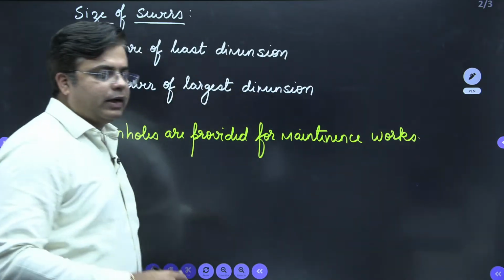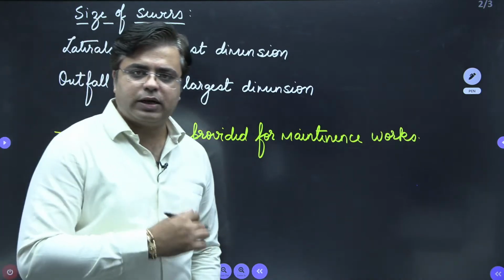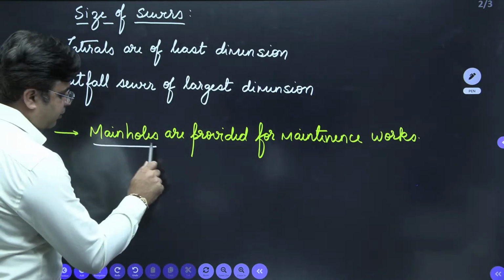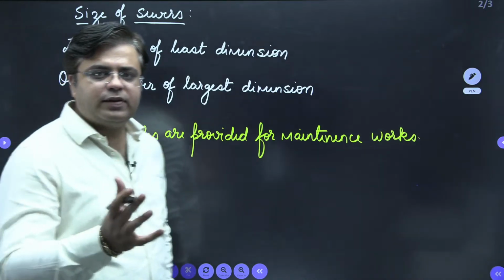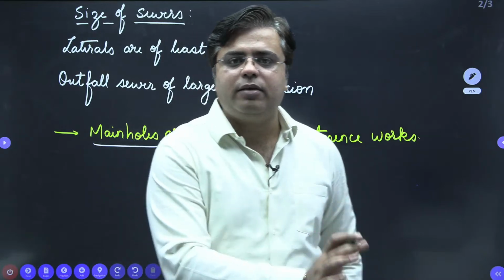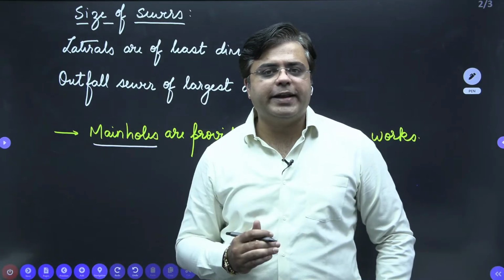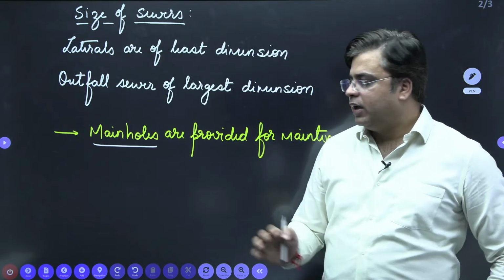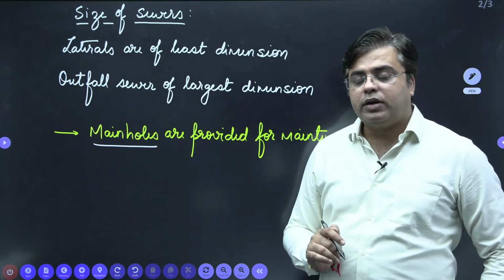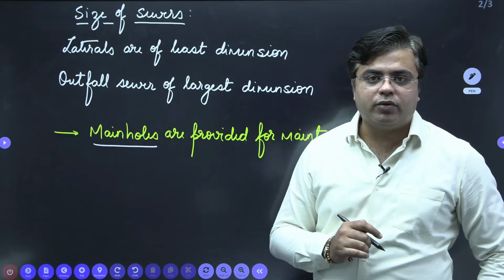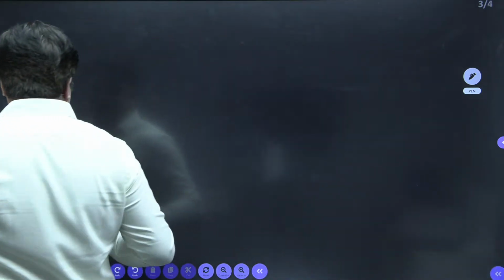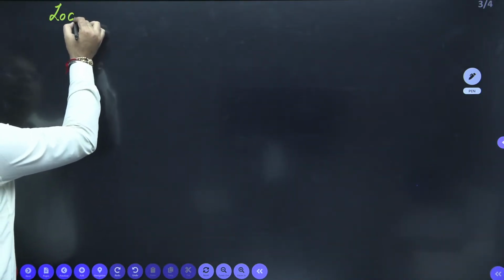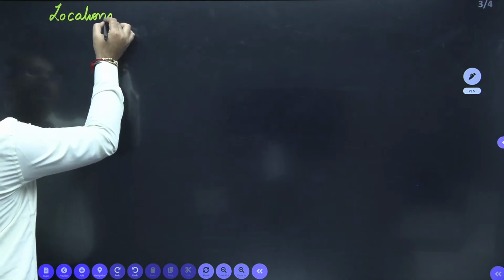Right. There are other locations also where these manholes are provided. We are going to see just now at what locations these manholes are provided. So your entire sewerage system comprises sewers and manholes. There are 4 different types of sewers: laterals, branches, mains and outfall sewer, and then you have manholes. Now, where are these manholes provided? So next is locations at which manholes are provided.